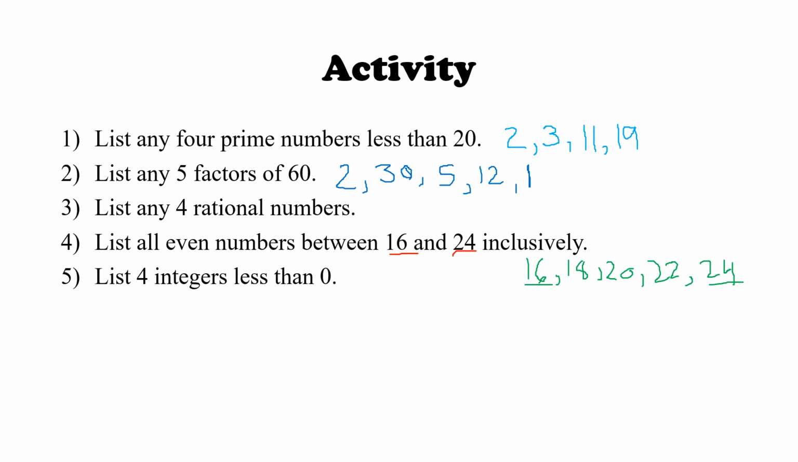List 4 integers less than 0. Oh, I like this. So 4 integers less than 0, any negative number that you come up with. So you could just say -1. You could even put a decimal if you want, -0.2. That will be less than 0. Let's say -100. And then you have -10. Right? So anything less than 0 is any negative number. So once a number is negative, that means that it is less than 0. And as a result, it will be a number that is less than 0.